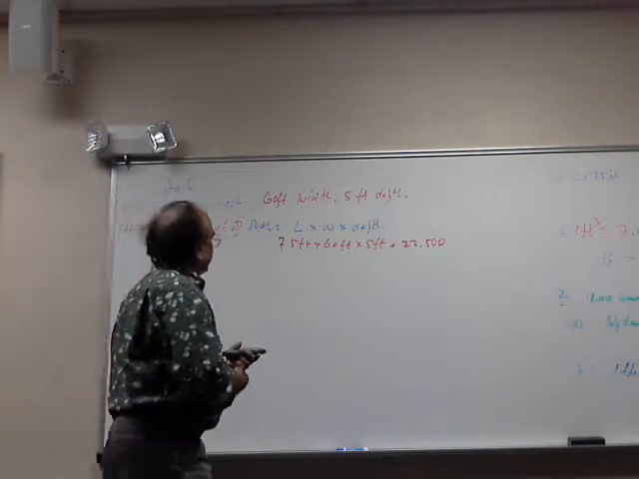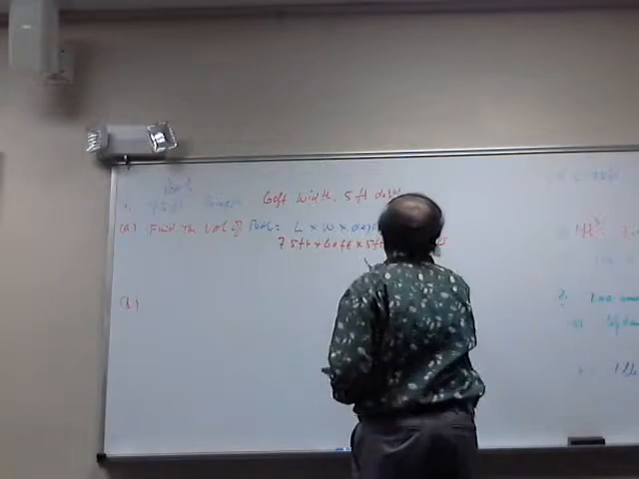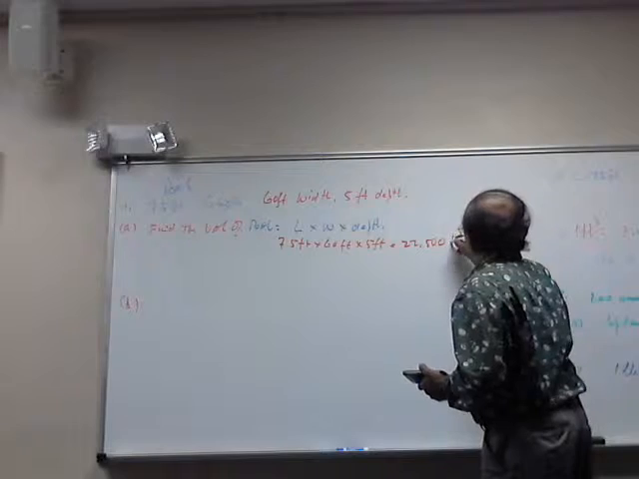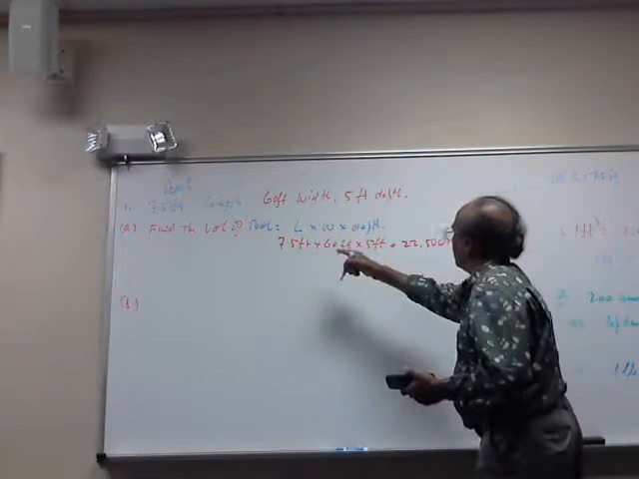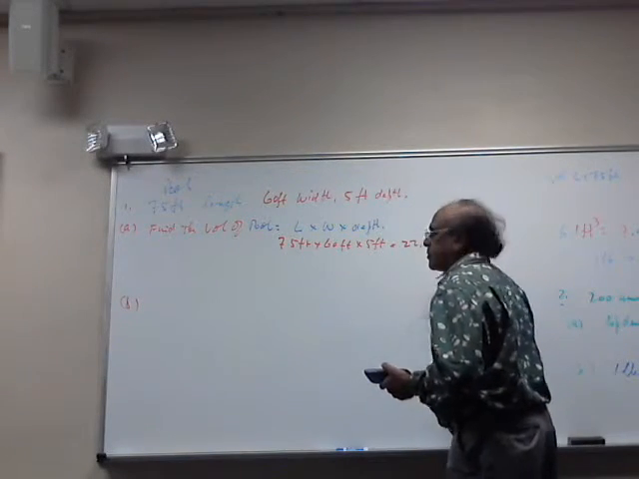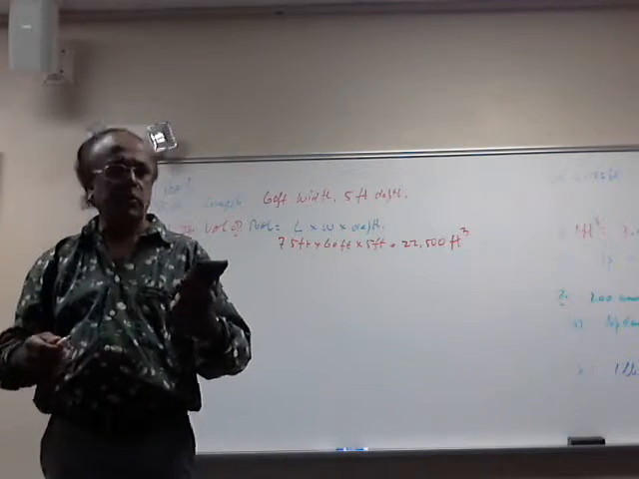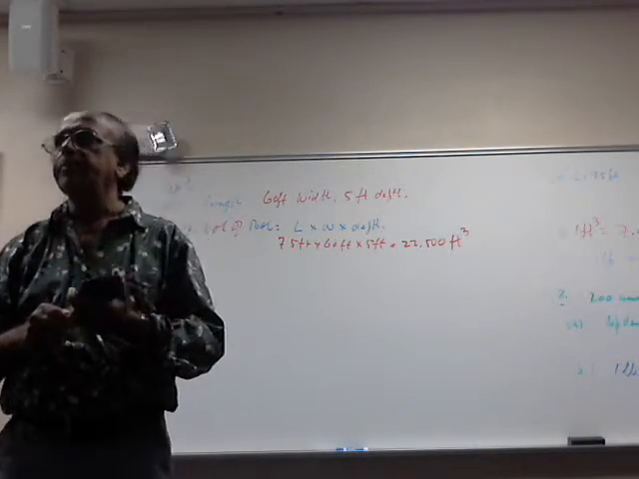So this gives us 75 multiplied by 60 feet multiplied by 5 feet, and this gives us 22,500 cubic feet. Feet times feet times feet gives us cubic feet. Everybody agree with that? Now let's go ahead and find part B.